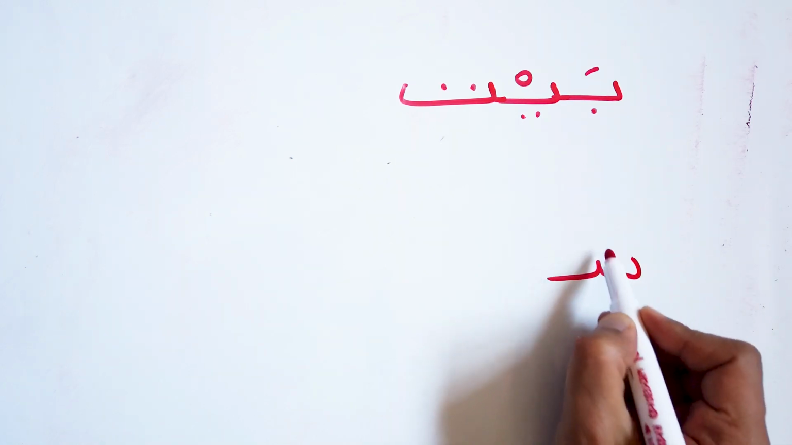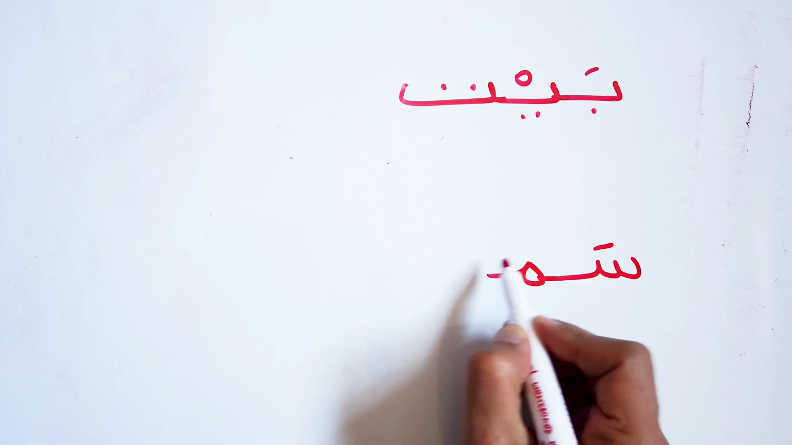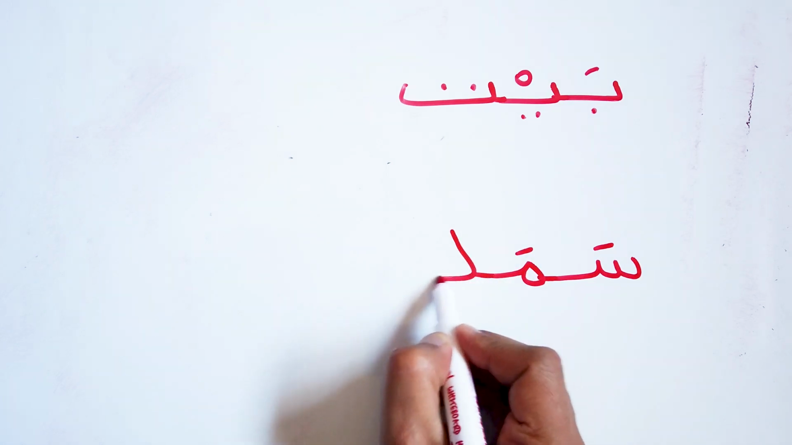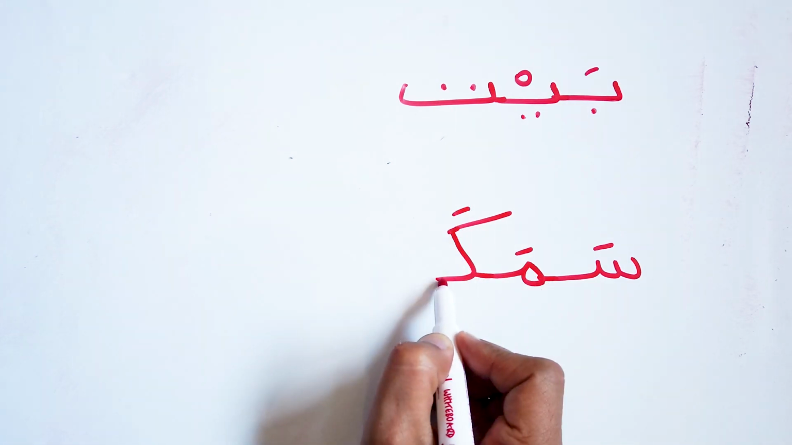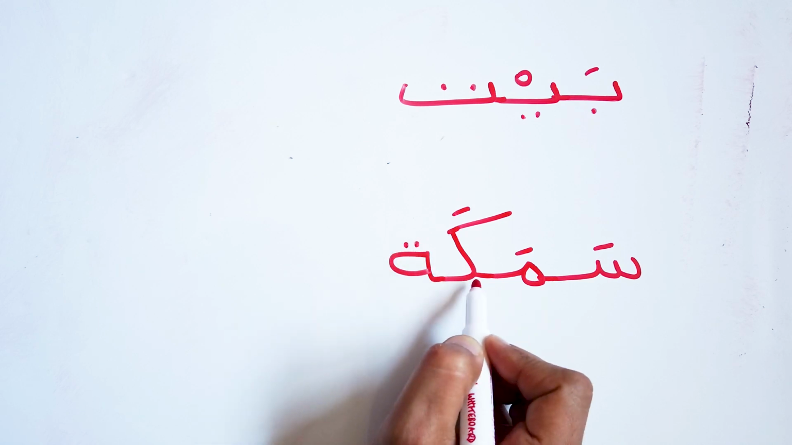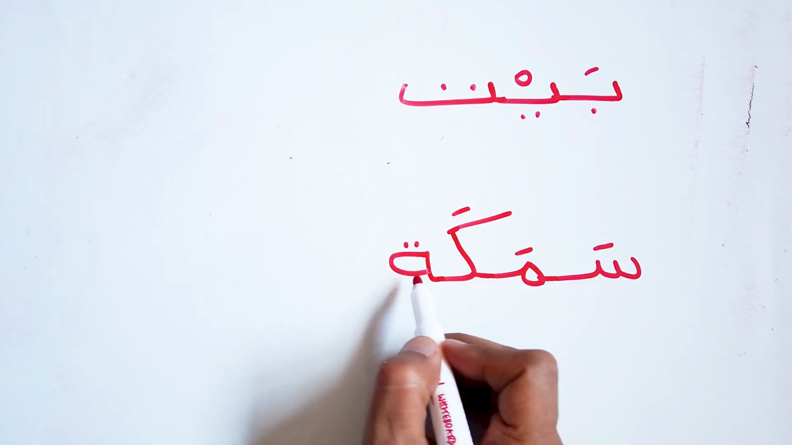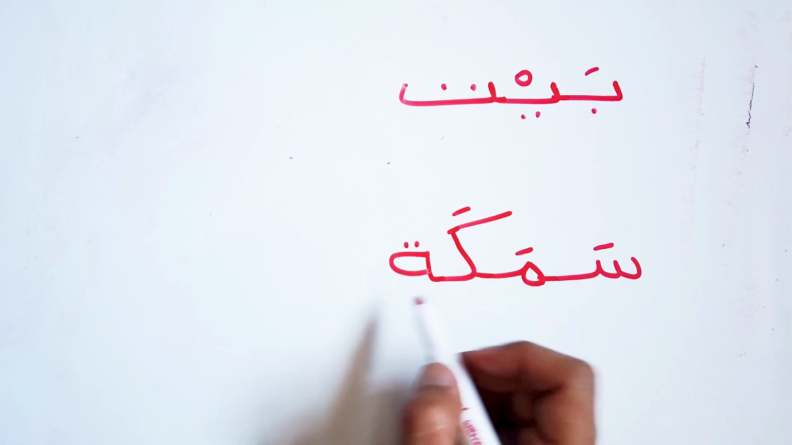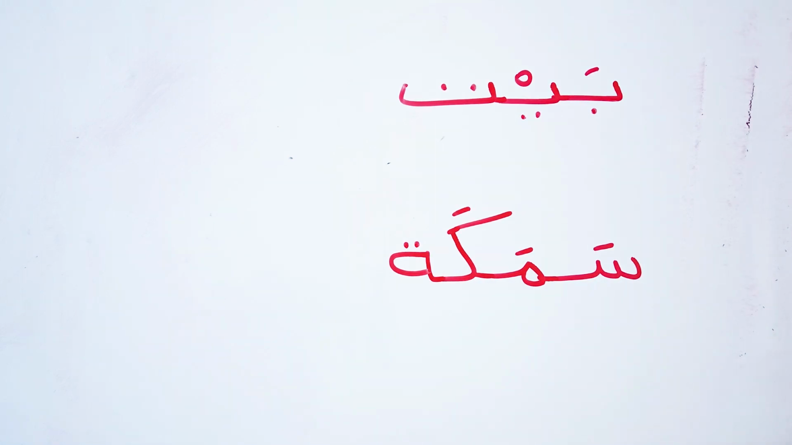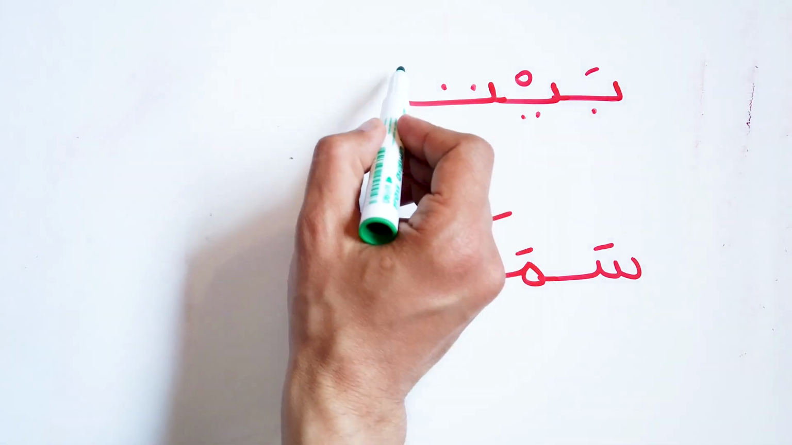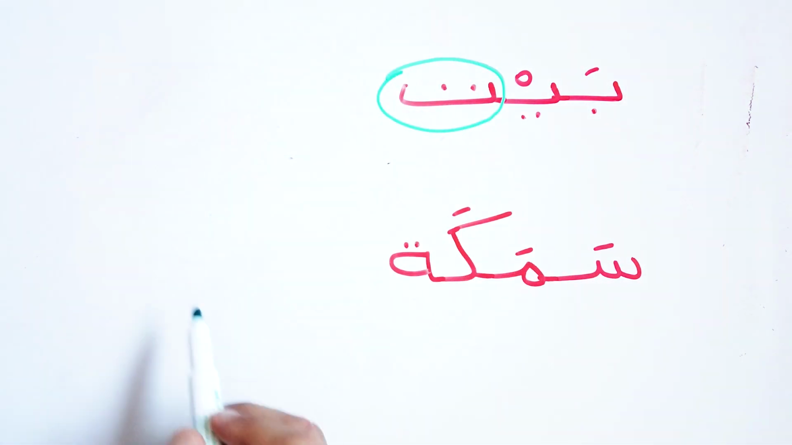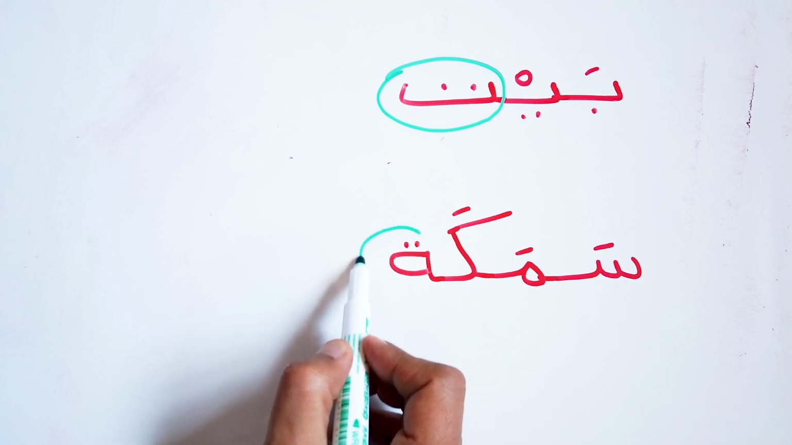سمكة. It sounds feminine because I say ta in the end. Se, ma, ka, سمكة.